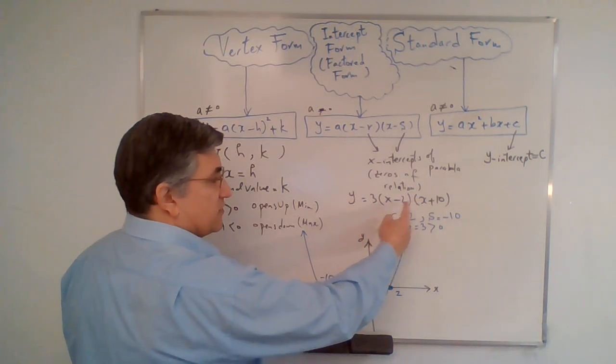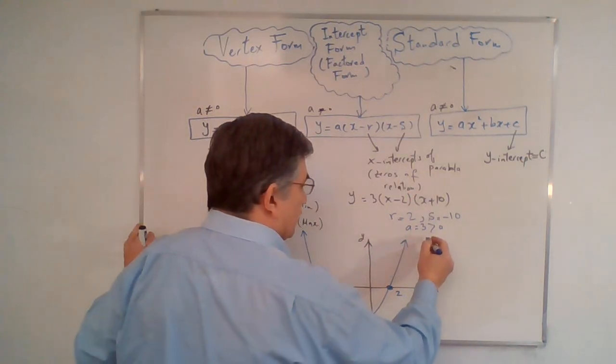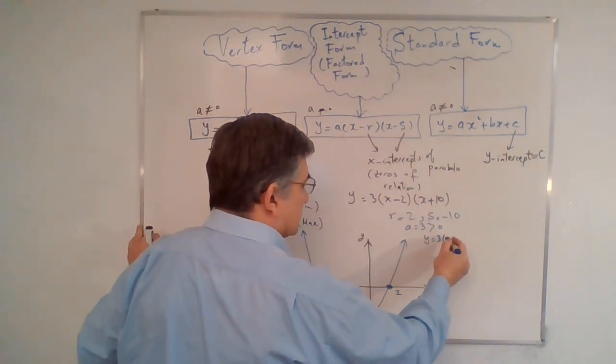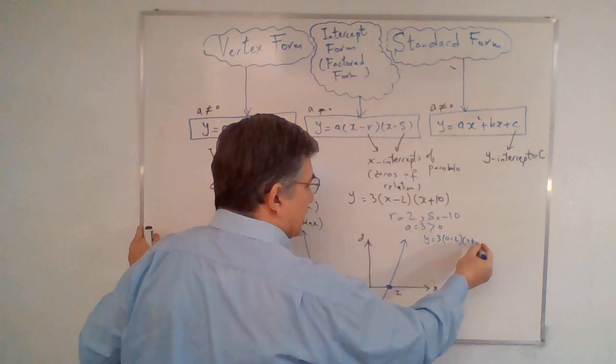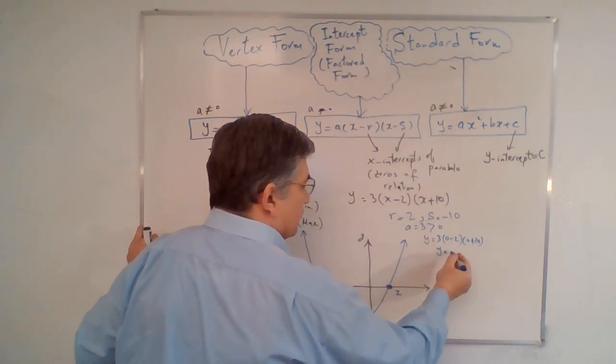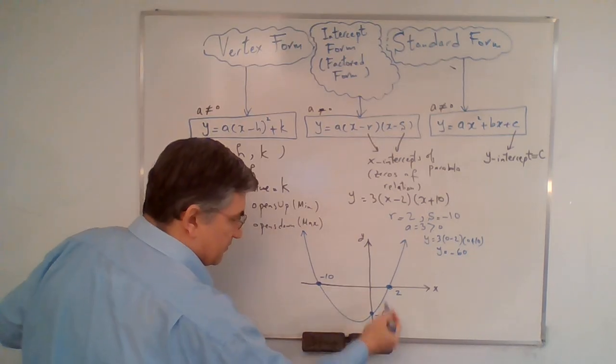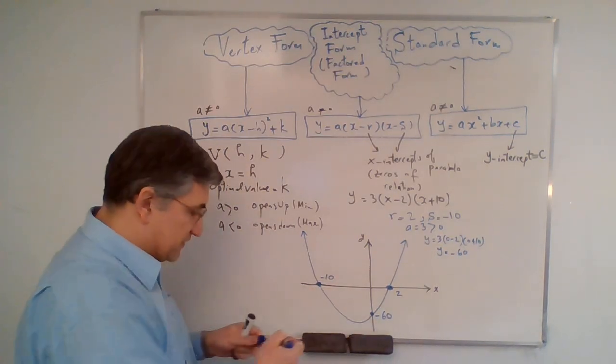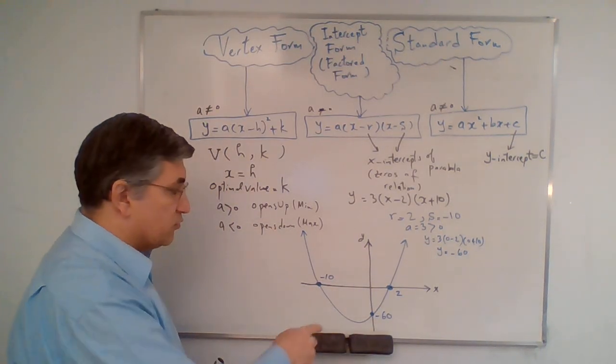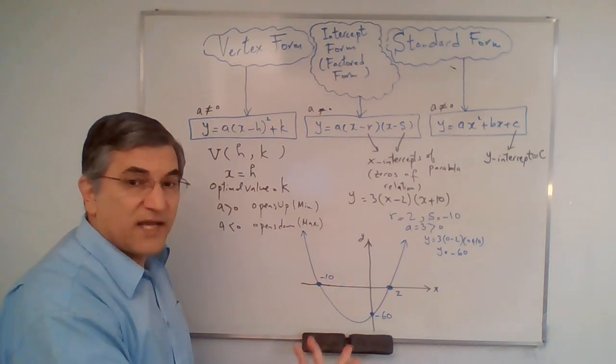So if I set x equal to 0, I end up with y equals 3 times 0 minus 2 times 0 plus 10, and that would be negative 60. So that means the y-intercept of the parabola is at negative 60. That's the point where the parabola intersects the y-axis.